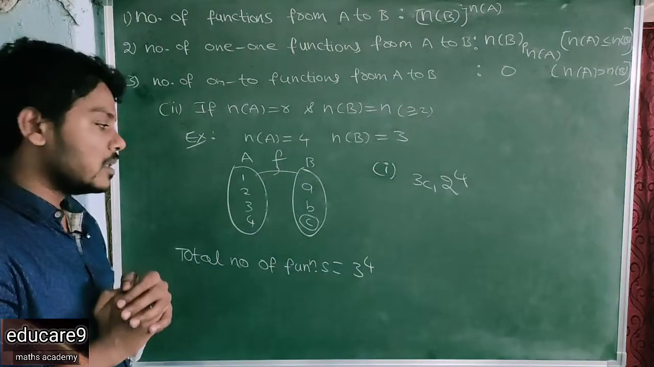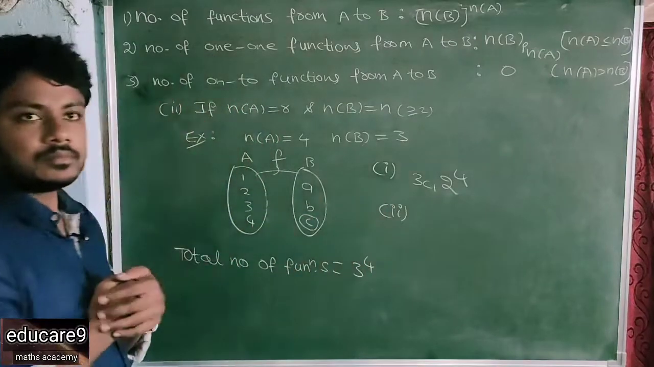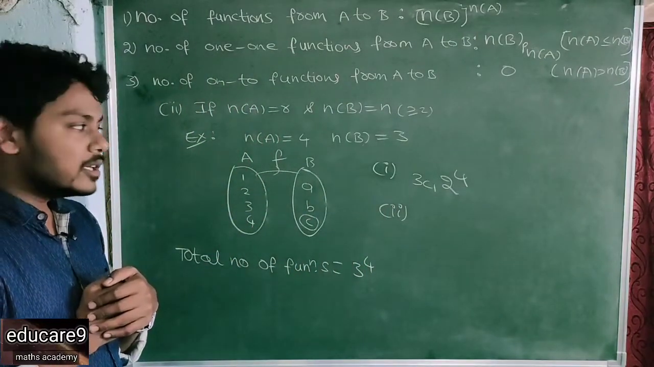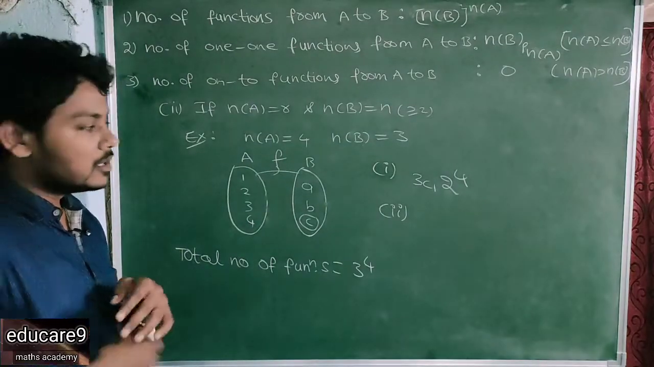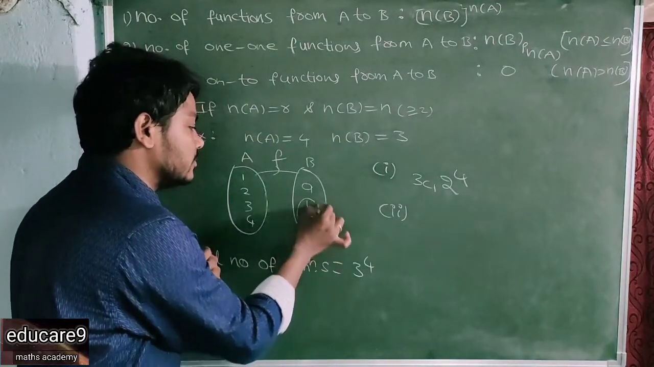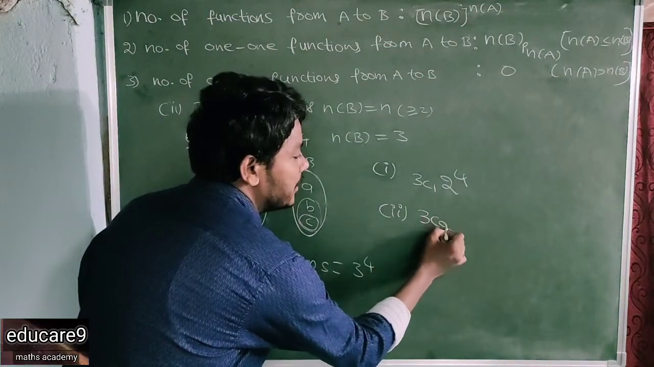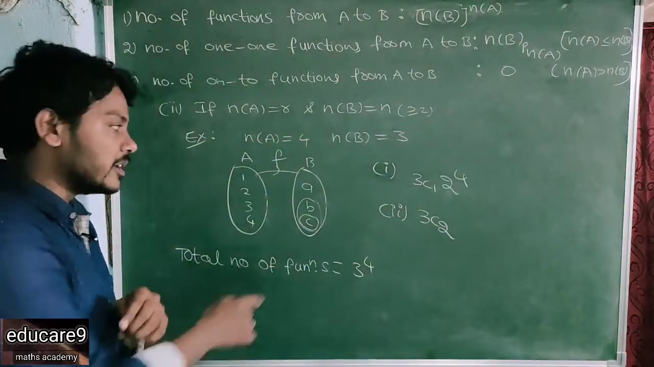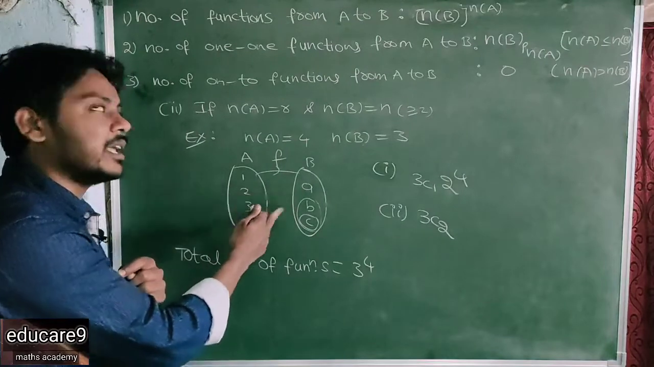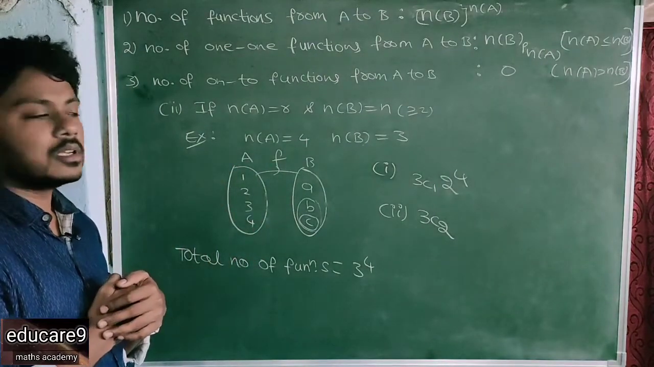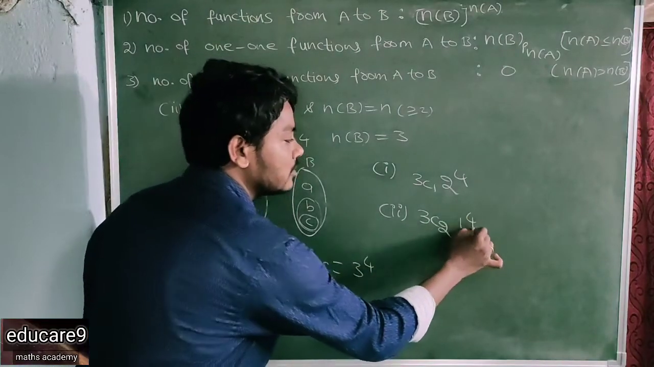Next, the second case. See here, second case: out of 3 you can select any 2. So for example, select these 2. That can be written as 3C2. So here only one element is left. Here 1 is mapped to A, 2 is mapped to A, 3 is mapped to A, 4 is mapped to A. So clearly one chance, that is 1 power 4.